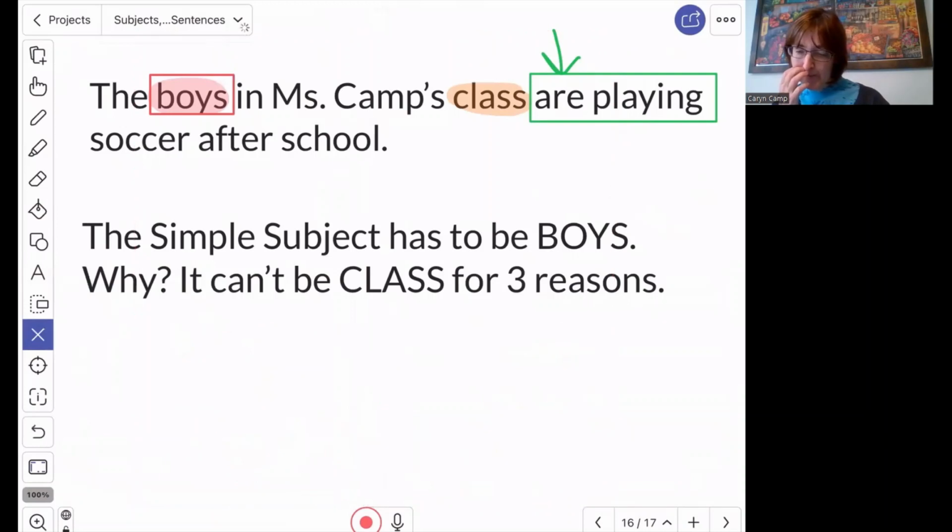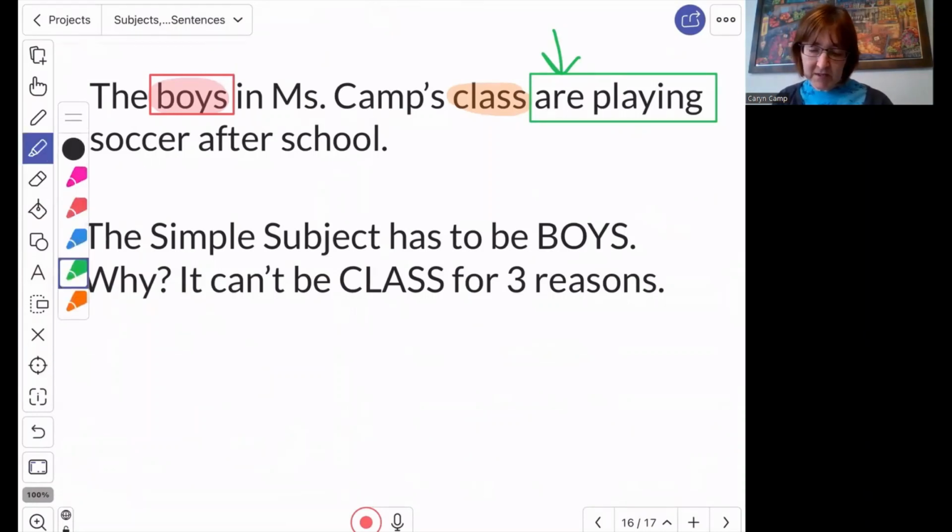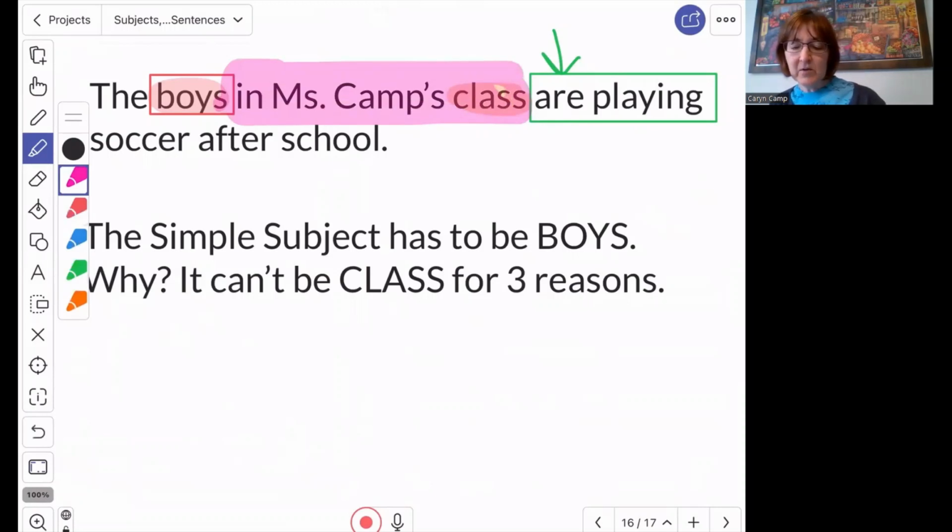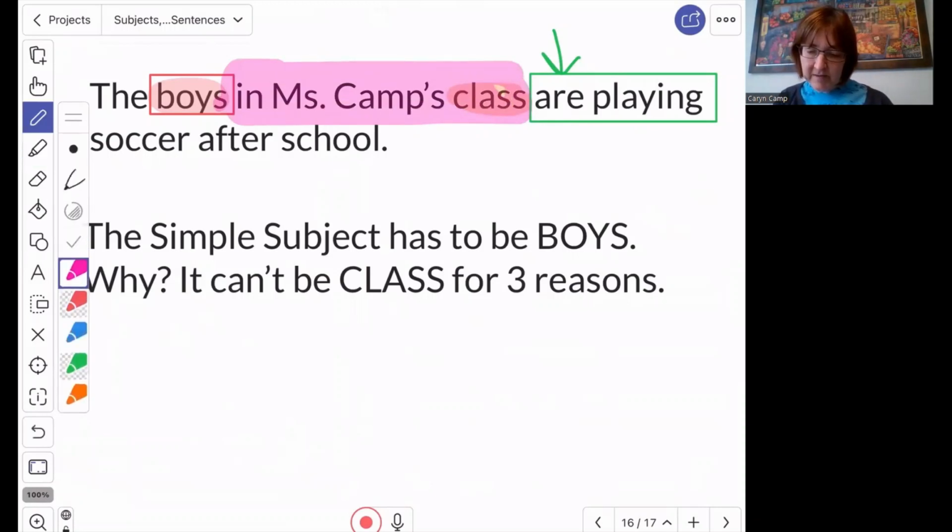Okay, so that's the second reason, because of this verb, are. The third reason is the tricky one, and it has to do with this right here. I usually use a box. And that has to do with this word right here: in. Do you remember what it's called?